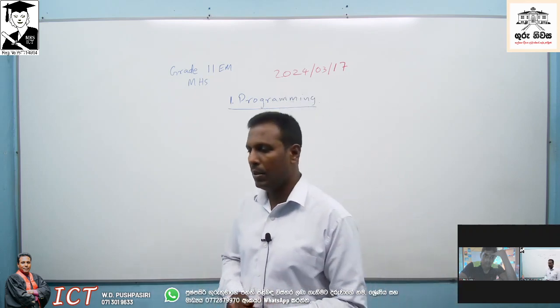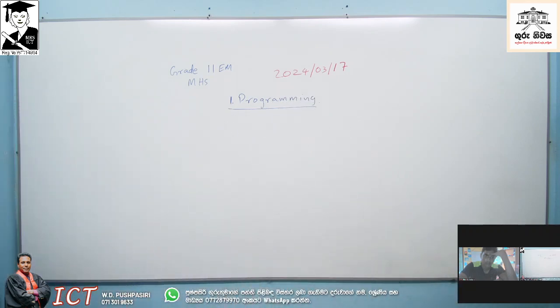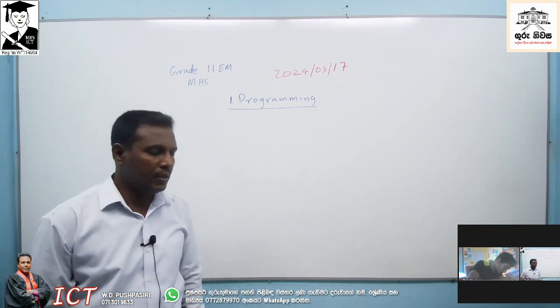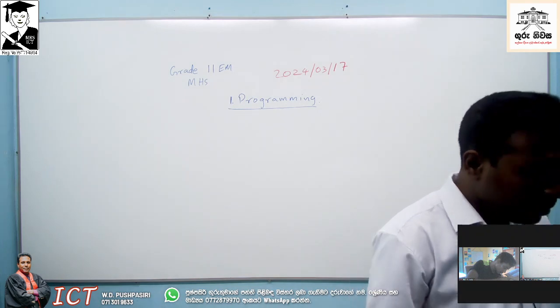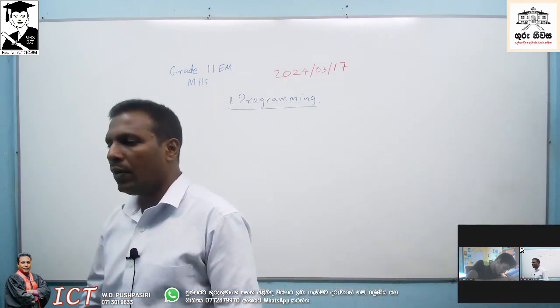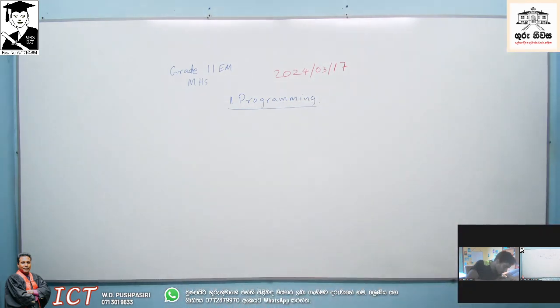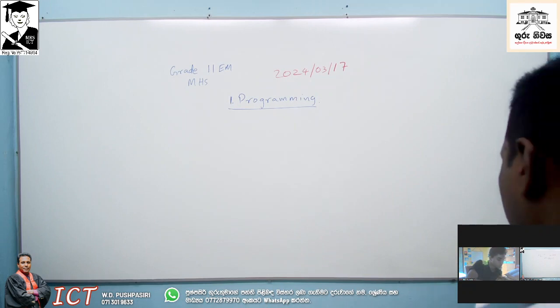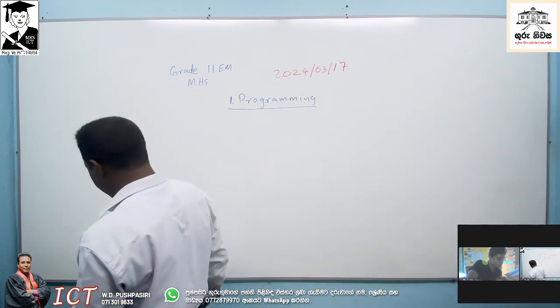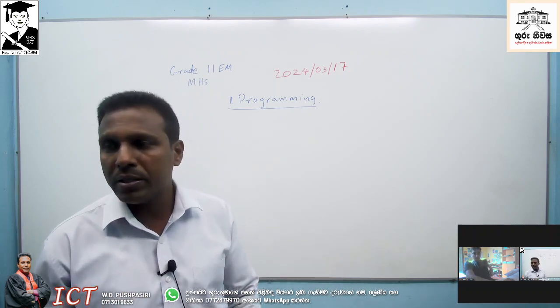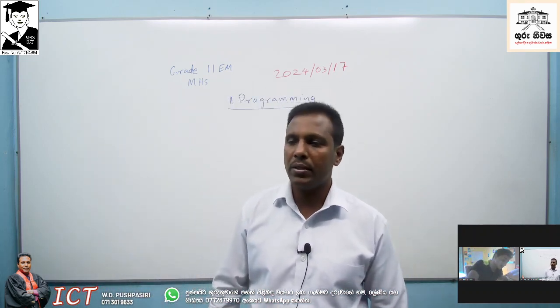Okay, let's write something like this. Write a small heading: an algorithm. An algorithm is solving a problem in a step-by-step manner.